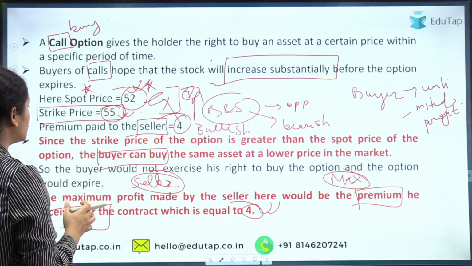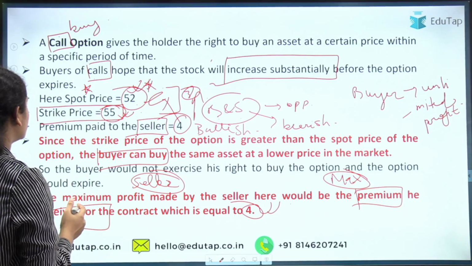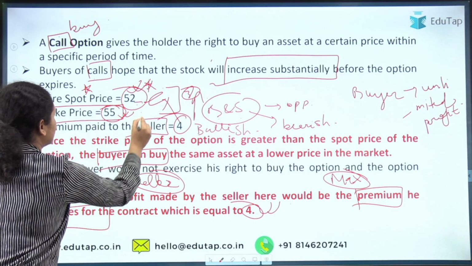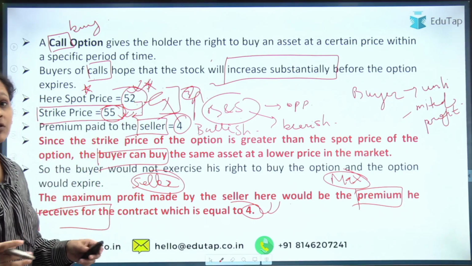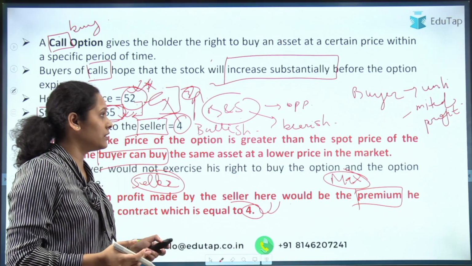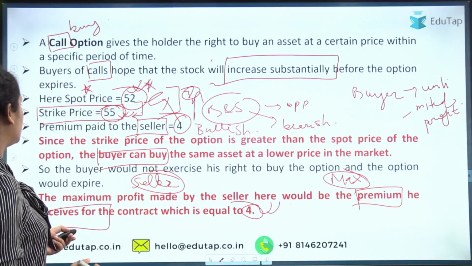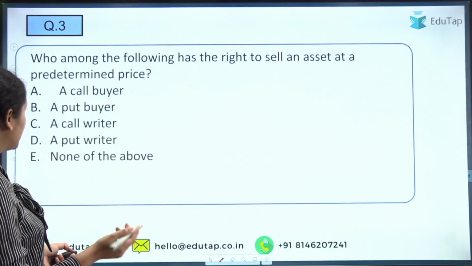He would execute when the spot price is greater than the strike price. Why? Because he is getting the goods cheaply. Okay, I hope you understood. Now let's move to the third question.